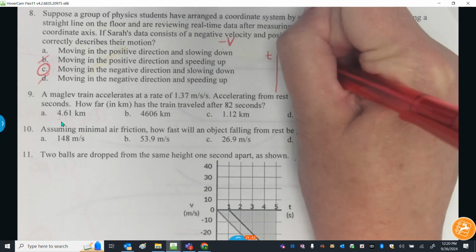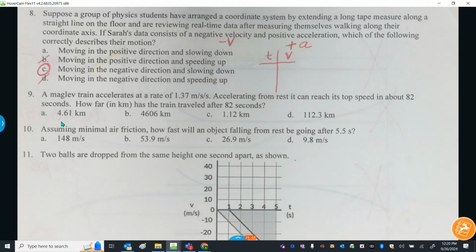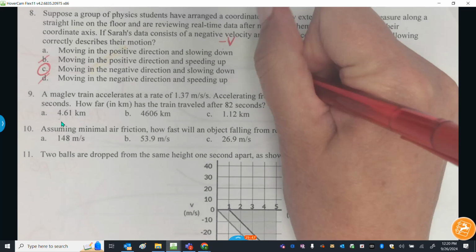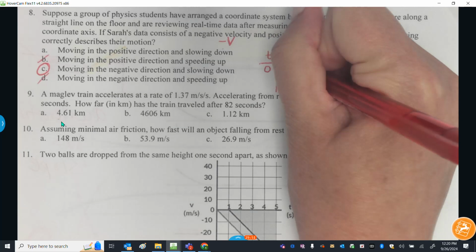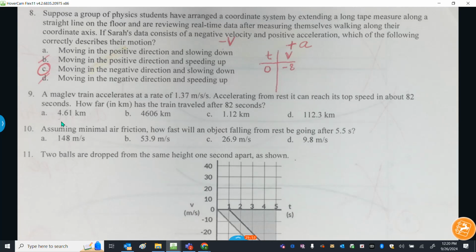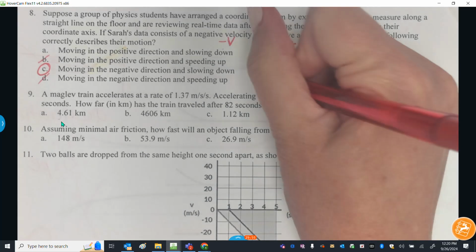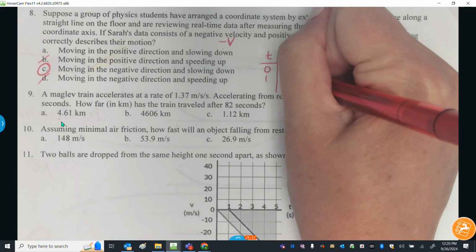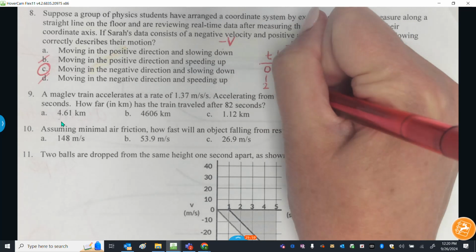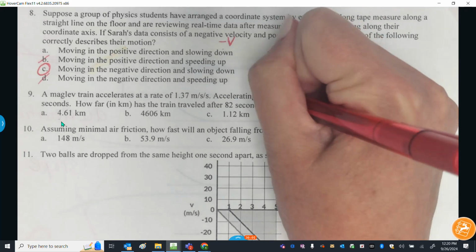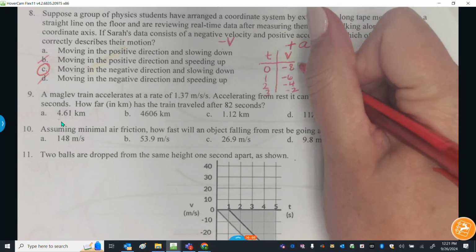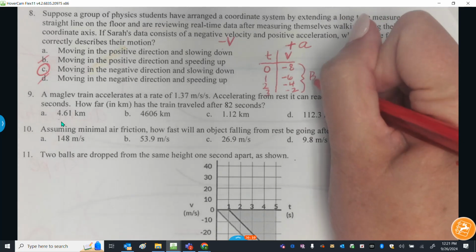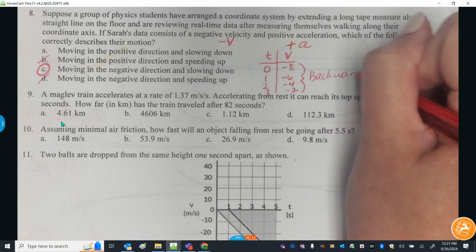I'm going to make a little table of times and velocities. Let's say that you have an object, and I'm going to do the same scenario, that's moving at, let's say, -8 meters per second initially. After 1 second, it's moving -6. After 2 seconds, it's moving -4. After 3 seconds, it's moving -2. You get the idea. Okay, this object is moving backward. Negative velocities means it's moving backward.